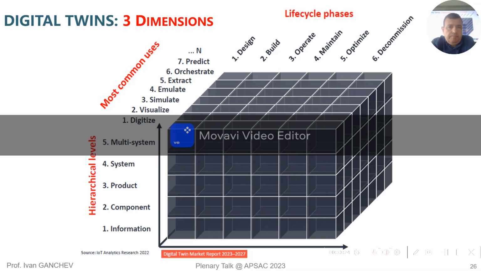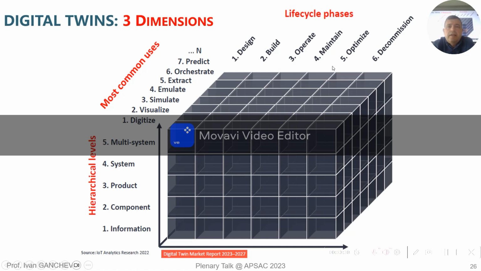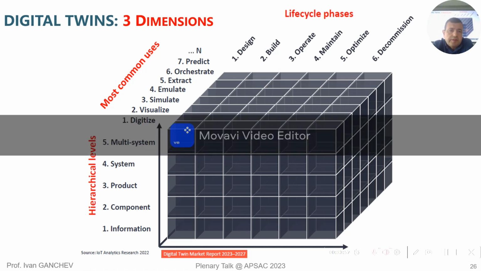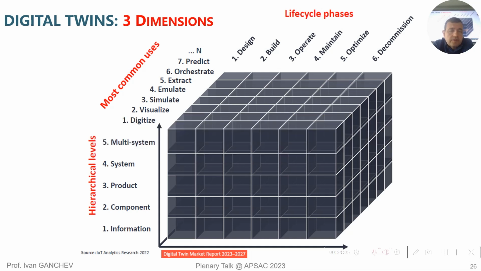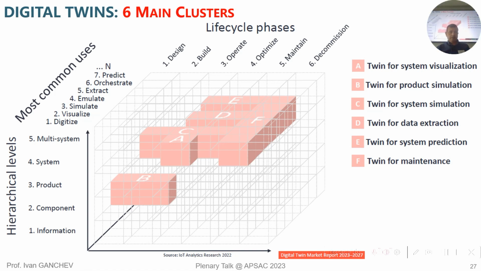The digital twins, the current state of development could be represented in a 3D space, where here you can see on the x-axis we have the six life cycle phases of digital twins, including designing, building, operating, maintaining, optimizing, and decommissioning. On the y-axis, we have the different hierarchical levels with respect to what the digital twin is applied to. So this could be data, information, components, a single product, a single system, or multi-system. And on the z-axis, you see the 7 most common use cases today, including digitalization, visualization, simulation, emulation, extraction, orchestration, and prediction. So at the moment, different clusters could be identified.